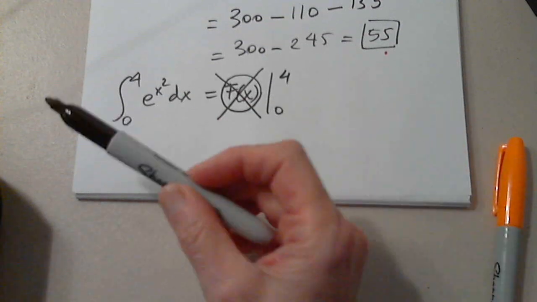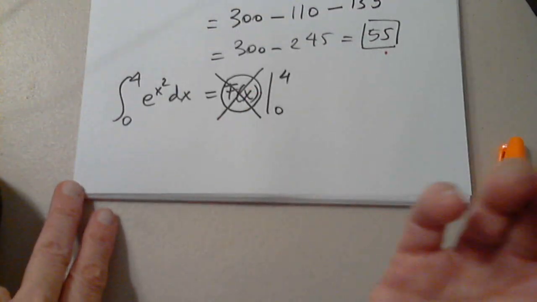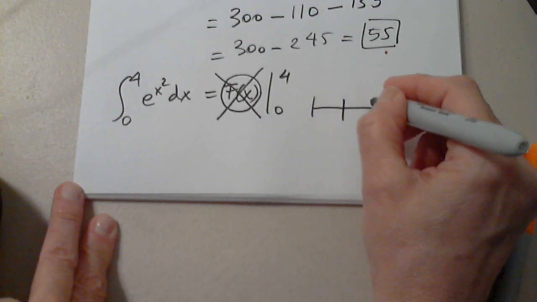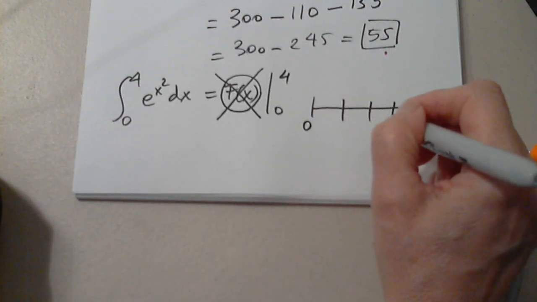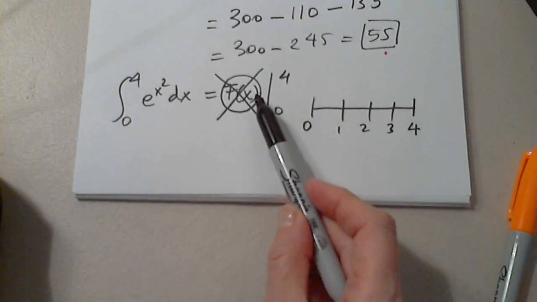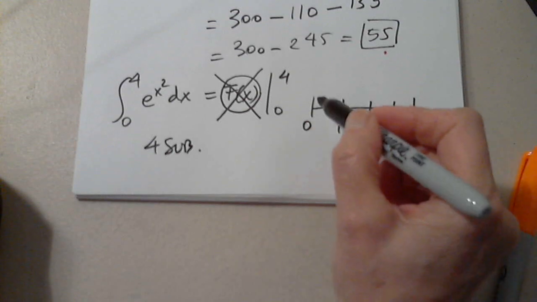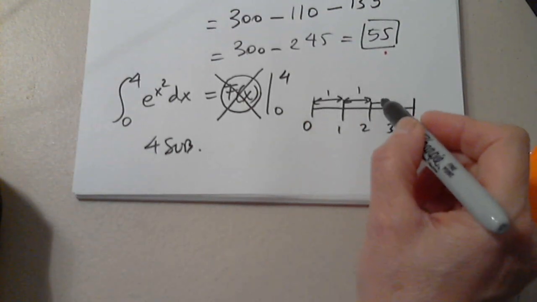So you can use the leftmost point or the rightmost point. I may indicate the right, let's say. So if we indicate the rightmost point, this is 0, 1, 2, 3, 4. So we're asked to use 4 subintervals. Then the width of each subinterval, that's very nice, is just 1.